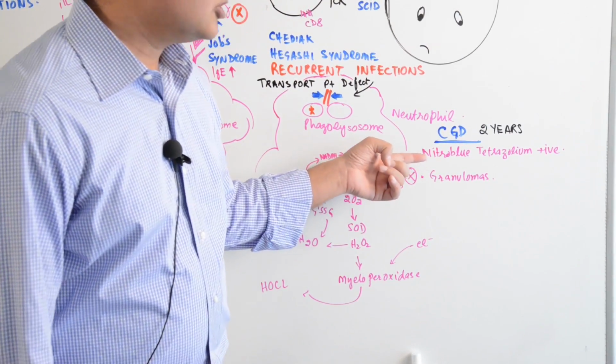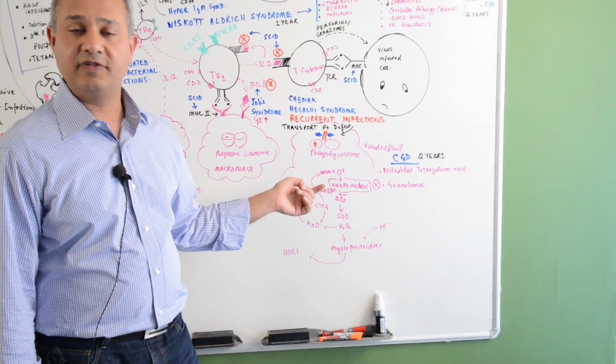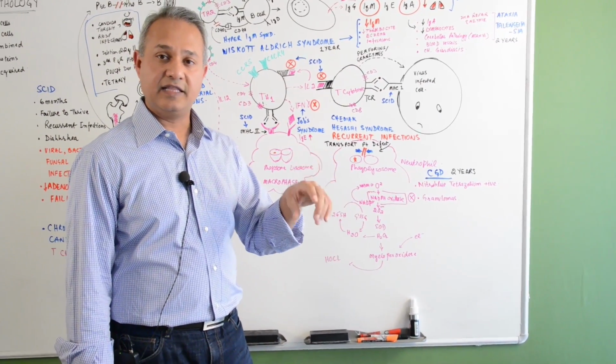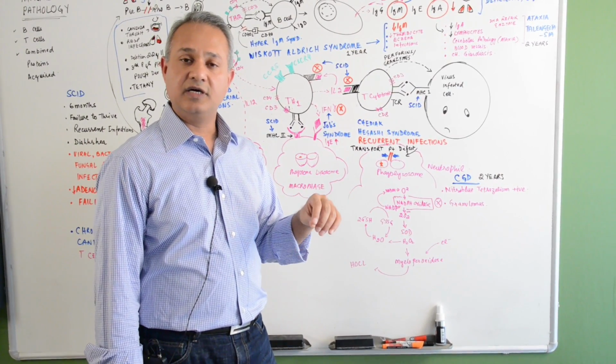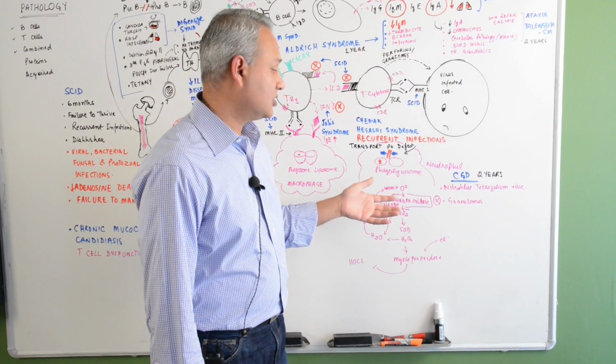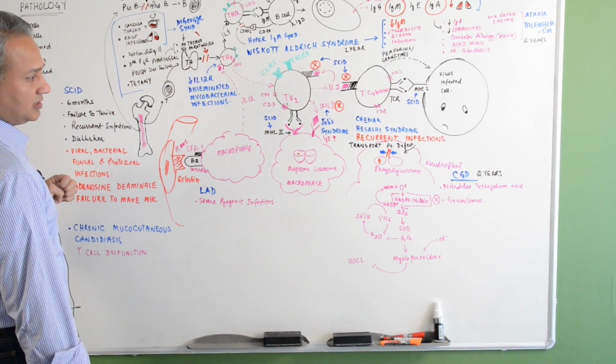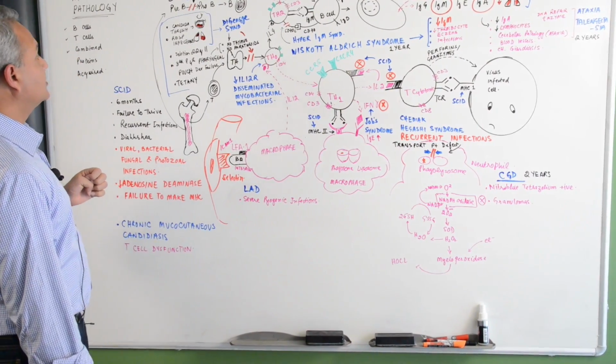The nitro blue tetrazolium test is positive. That is when you put some neutrophils in a test tube and then you try to do the oxygen burst. There is no oxygen burst, and so granulomas are produced. So CGD is there. What else?